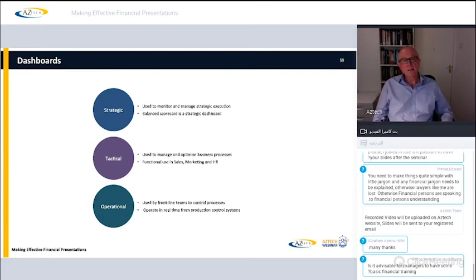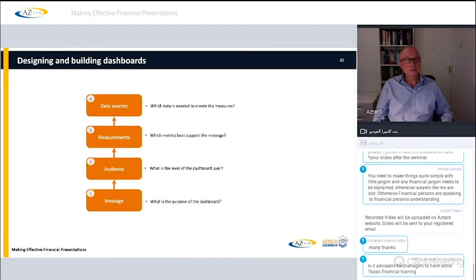And dashboards are a good way of presenting numbers with data visualizations. So, similarly to what I've just told you about building a presentation, when we're designing a dashboard, the first thing we start with is the message. What's the purpose of the dashboard? What's the message that we're trying to get across? Secondly, who is the audience? What's the level of their financial knowledge? What is it that they're interested in? What is it that's important to them?